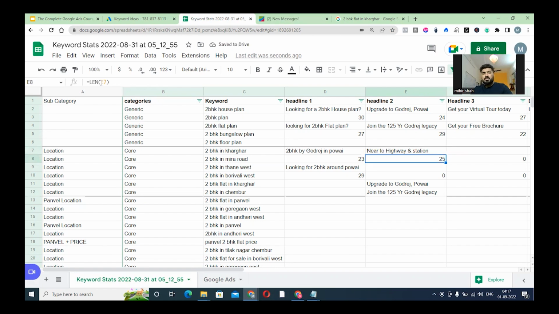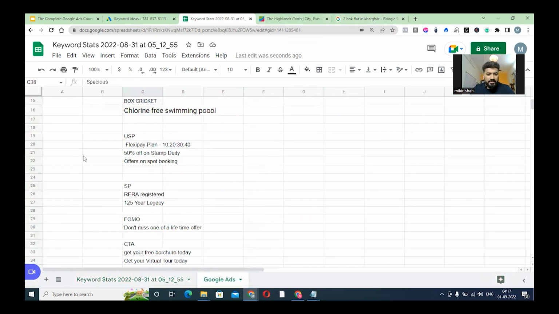All right. This is one again cheap shot that we have taken, that because he's talking about Kharghar and we are sending him to Powai. So he sees 2 BHK by Godrej in Powai near to highway and station. So when I say highway and station, this property is near to Powai highway, Powai station. It's pretty obvious. And if it is near, then the connectivity can be easier and smoother. So I am giving this person a sense of connectivity apart from showing him upgrade and join the legacy as well. And again, here we are talking about a CTA.